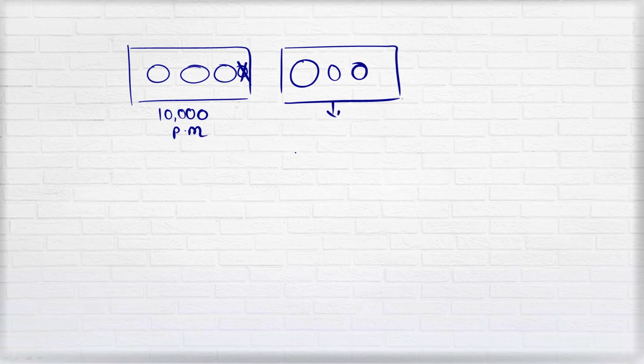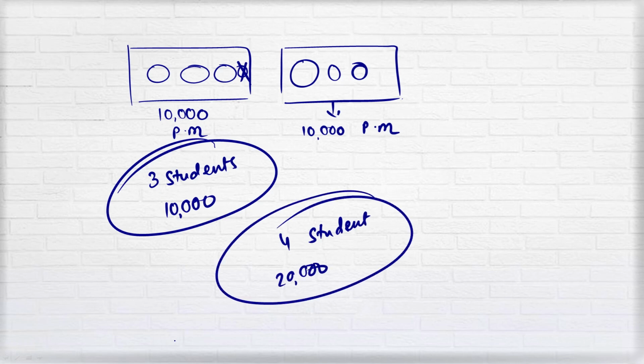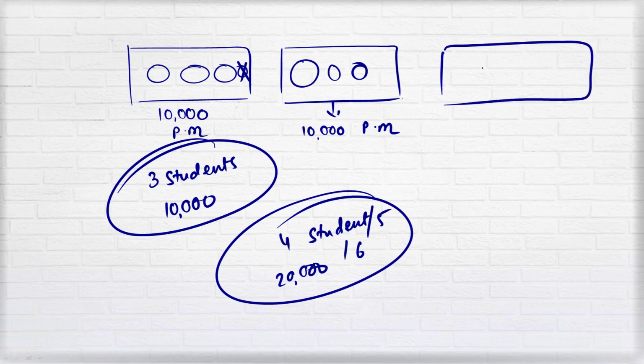This will cost you how much? 10,000 per month. So for 3 students, what is the cost? Can you tell me? Total 10,000. For 4 students, what is the total cost? 20,000. 5, 20,000. 6, 20,000. 7, 30,000. You will have to hire one more bus for 7 students. Alright. So you cannot do this.